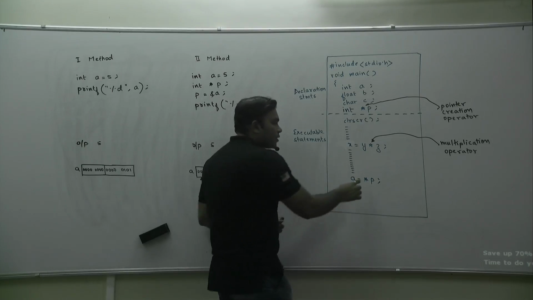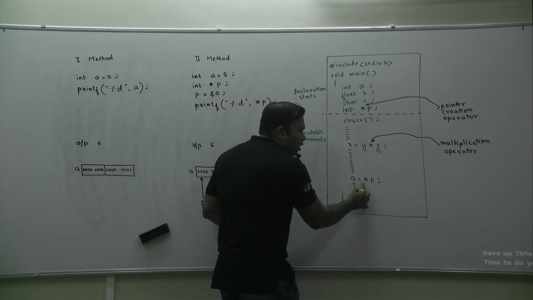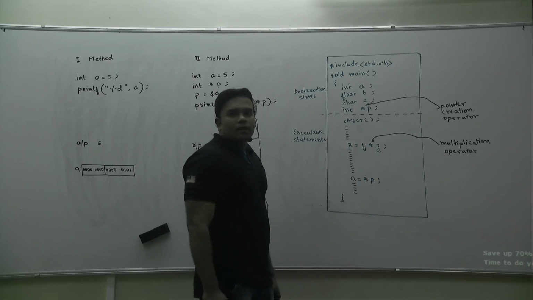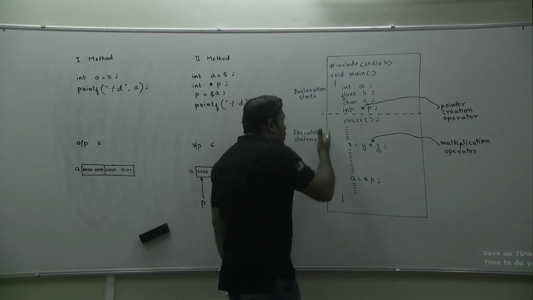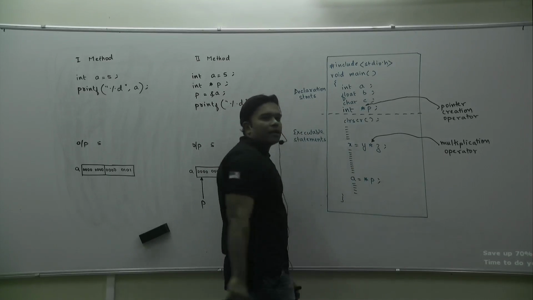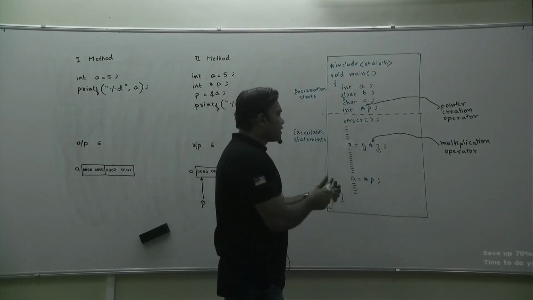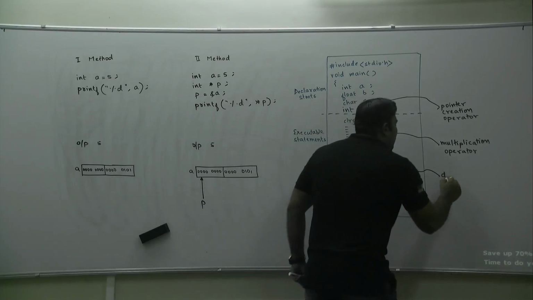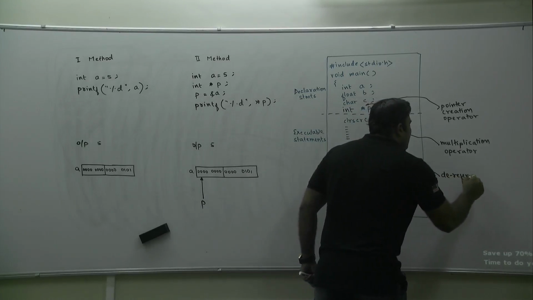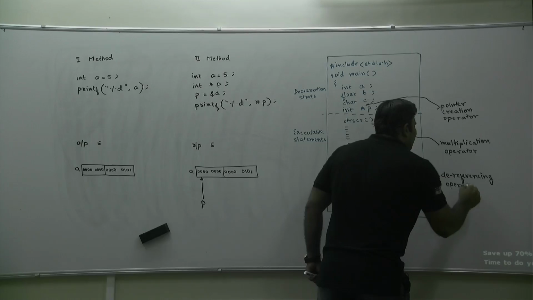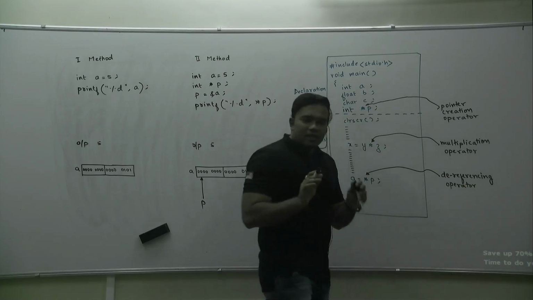In other words, for star, on this side you can see no operand at all. On this side, only one operand is there. So in the executable part of the program, if you get a star with a single operand, what will you read that star as? You should read this star as the dereferencing operator.